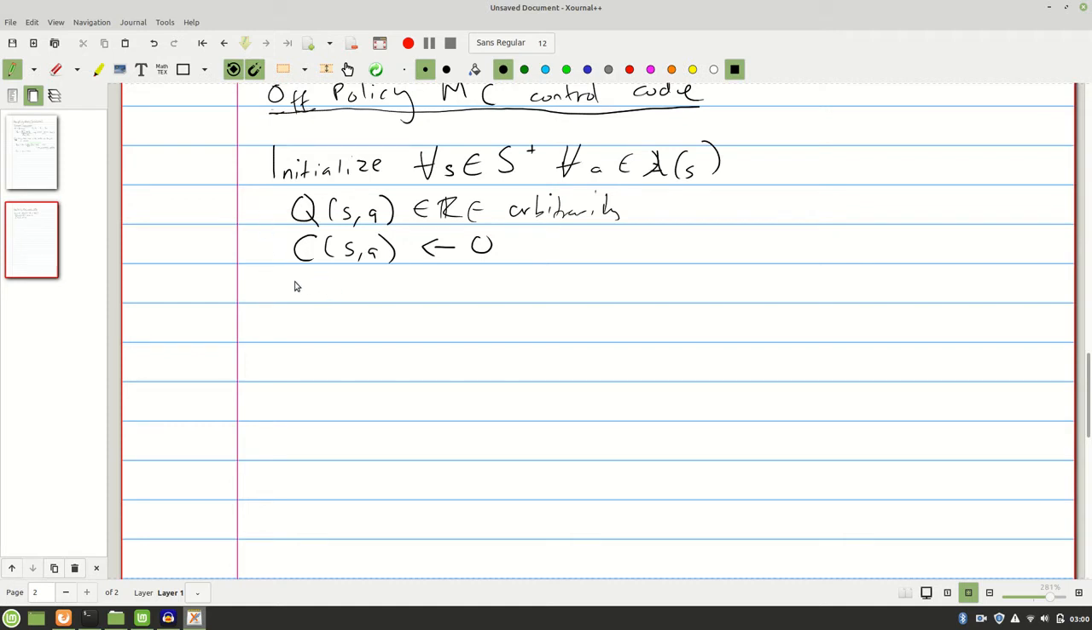And then we've got pi of s. This is our target policy, and we're going to have a deterministic target policy. We say pi of s is the argmax over all actions of Q(s, a). Let me denote it in red here: this is our target policy.